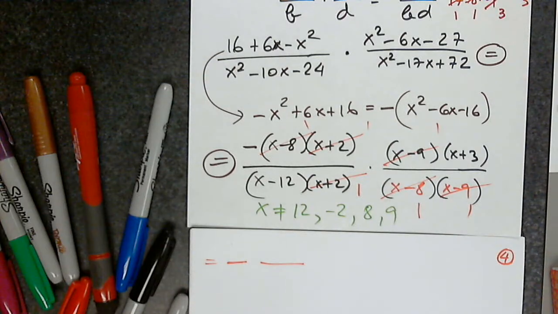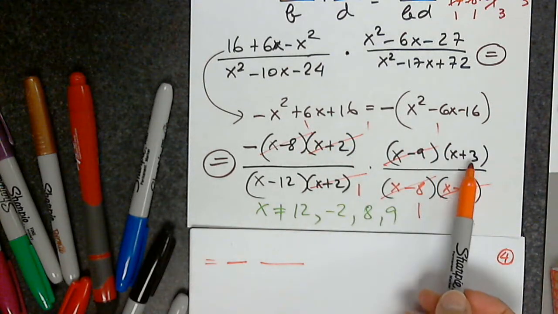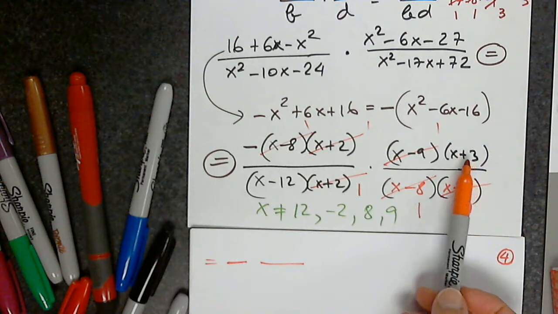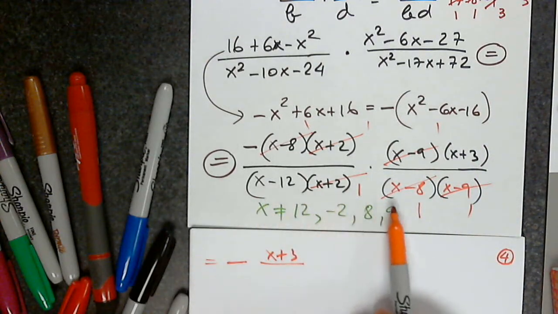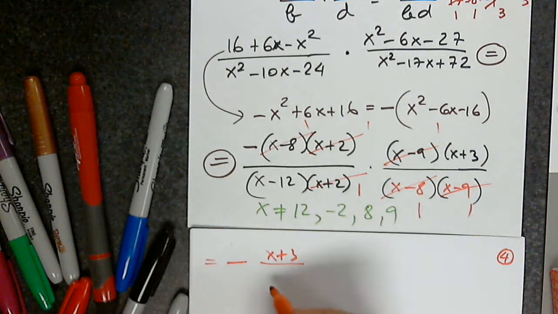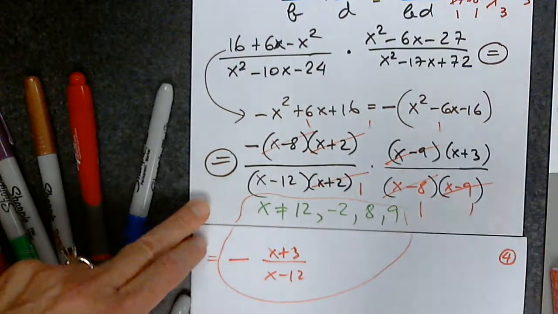If they are not multiplied, they are not factors, and I cannot simplify. So they have to be multiplied. One. So 1, 1, 1. Yeah, x plus 3, x minus 12 times 1 times 1 times 1. X minus 12, assuming all restrictions are fulfilled.